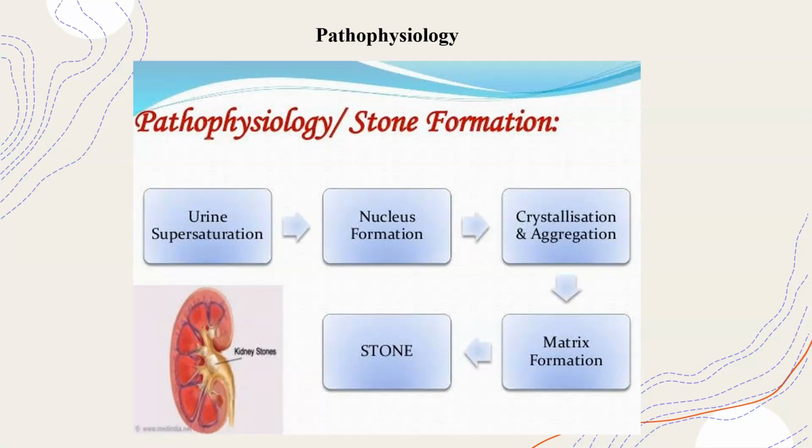Pathophysiology. In pathophysiology, considering the predisposing factors, there could be urine supersaturation, in the form of uric acid, oxalate, or any of the types of stones. So those minerals will get supersaturated in the urine, which in turn forms the nucleus. Crystallization and aggregation occur, and matrix formation leads to a hard stone, and it can occur anywhere in the kidney, and it can run down in the ureter, bladder, and lower end of the ureter.